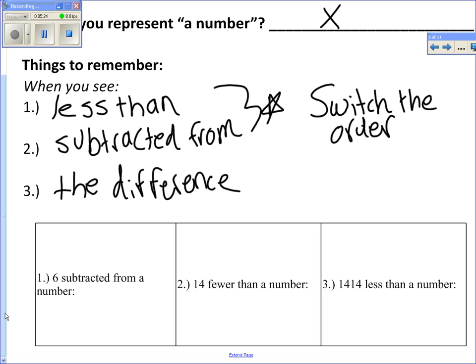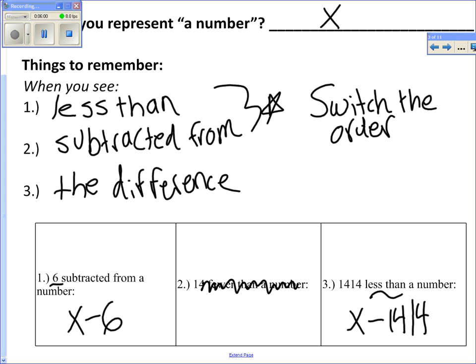So if I wrote 6 subtracted from a number, because the 6 is actually written first, I'm going to end up writing it second when I write it mathematically. And the same goes with less than. If I say 1,414 less than a number, I'm actually going to write x minus 1,414. Many of you may get caught and write 1,414 minus x, but you have to remember when you see less than or subtracted from, switching the order. We didn't really do much with fewer than, so I would just ignore that for now.